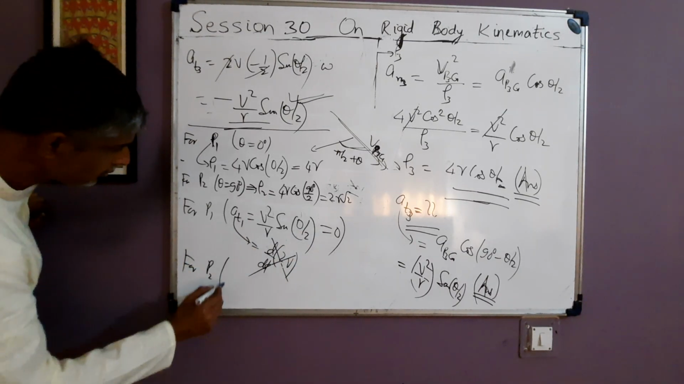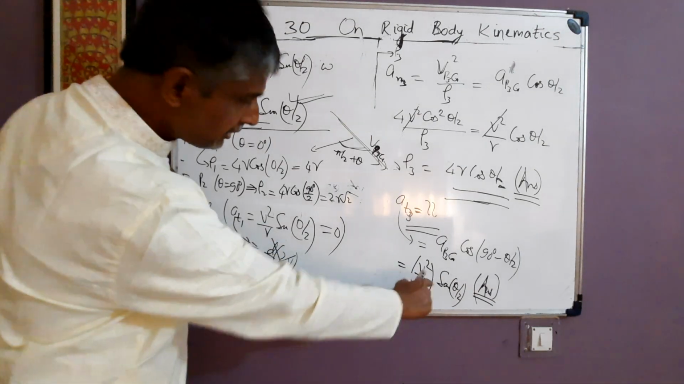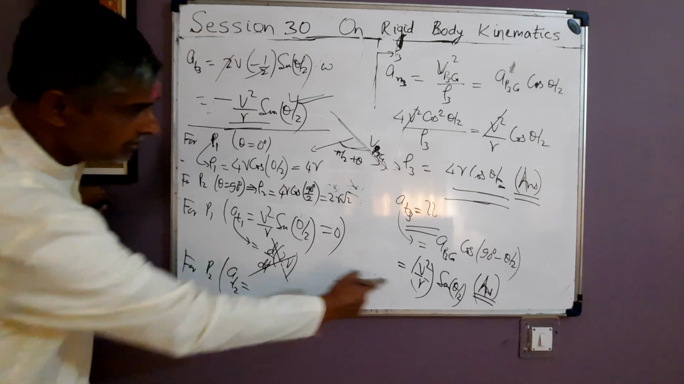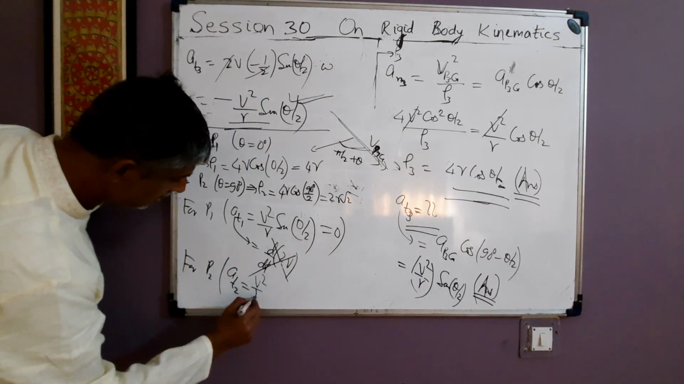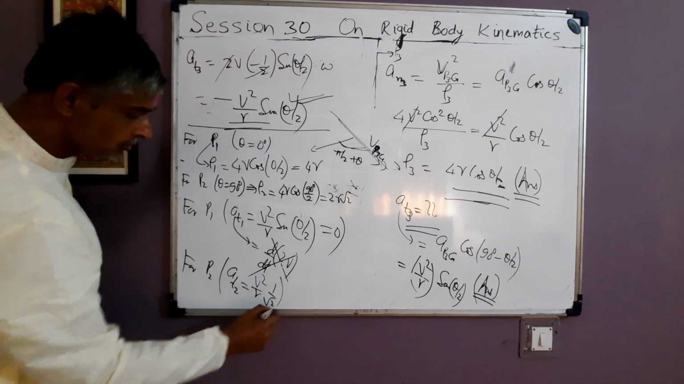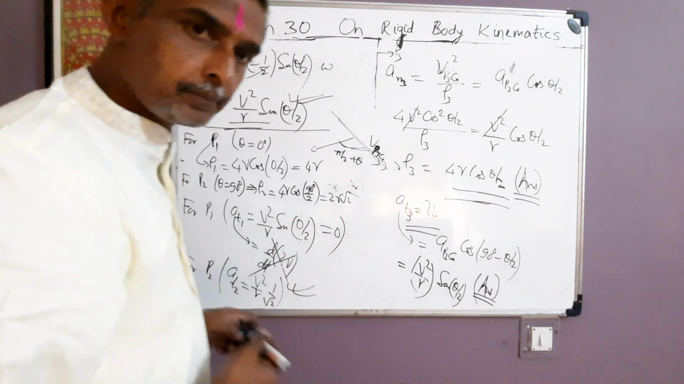And for P2, theta becomes how much? 45 degree. So the tangential acceleration AT2 becomes how much? It becomes V square by r sin of 90 by 2, sin 45 degree, 1 by root 2. The same answer which you obtained there also.